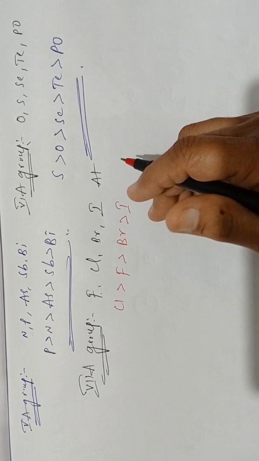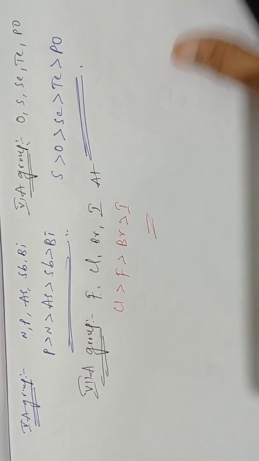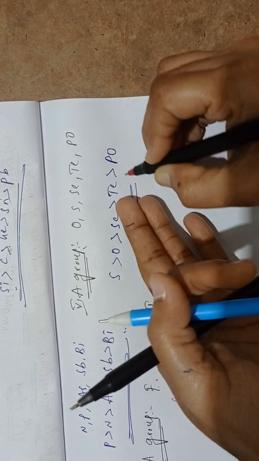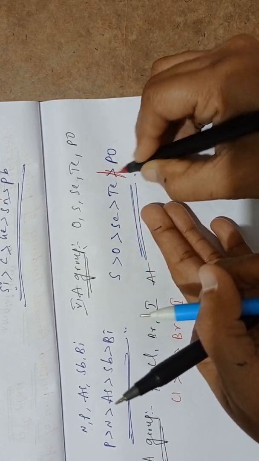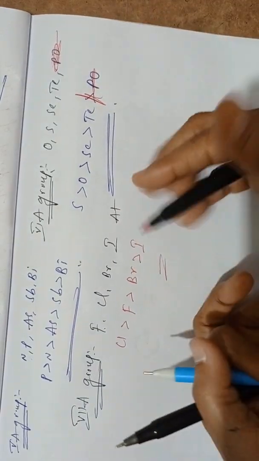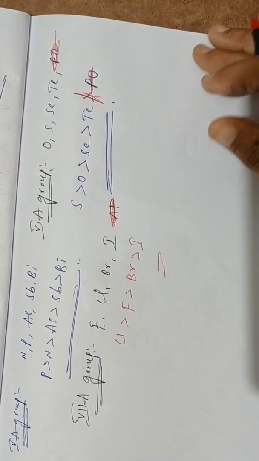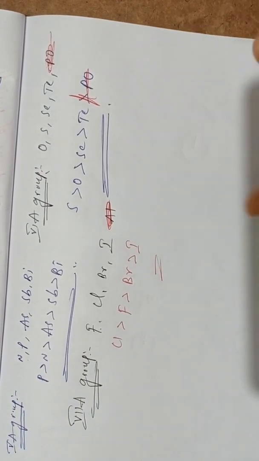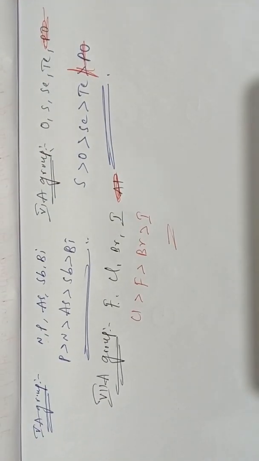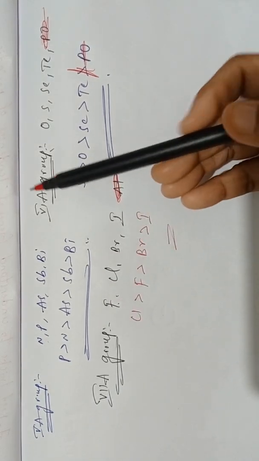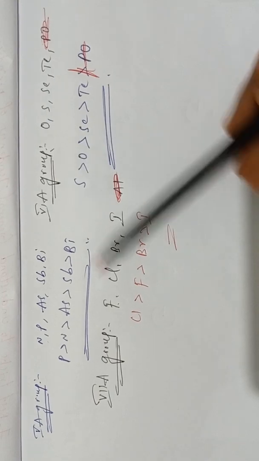Till here it is enough, students. Polonium is a radioactive element. Till here only you take this order. Here also, up to iodine you take. So chlorine, fluorine, bromine, iodine. This is the electron affinity order from top to bottom in the fourth A, fifth A, sixth A, seventh A groups.